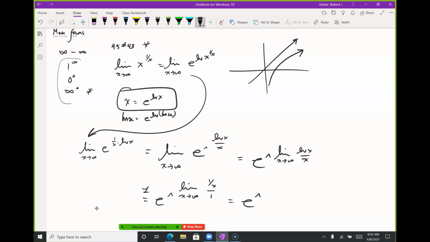Sorry, how are you raising e to the limit? Yeah, because in Calc 1 we talked about when you have a composition of functions, you can move your limit inside the composition. And if you think about it, it makes sense. A composition of functions, I'm just finding the height of the outside function at the height of the inside function. And that's all a limit is, the height. So I'm just finding the height of the inside of the composition function first and then seeing where I end up at the height of the outside function, the e.